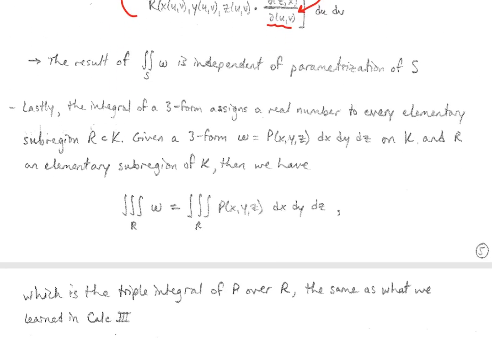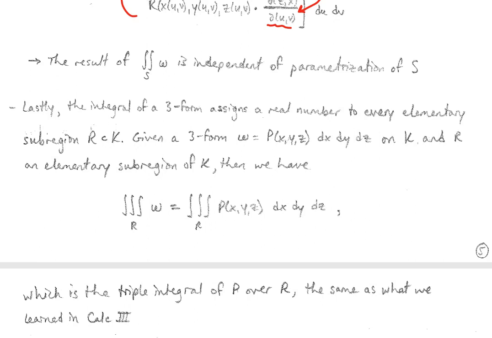So, lastly, just like all the cases beforehand, we can take the integral of a 3 form and have that assign a real number to every elementary subregion R. As a recap, a 3 form looks like omega equals p times dx dy dz. And if we take the integral over this subregion R of omega, we're taking the triple integral over R of p of x, y, z dx dy dz.